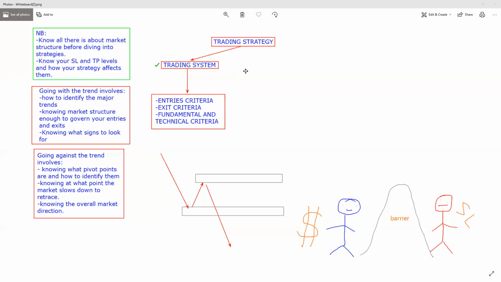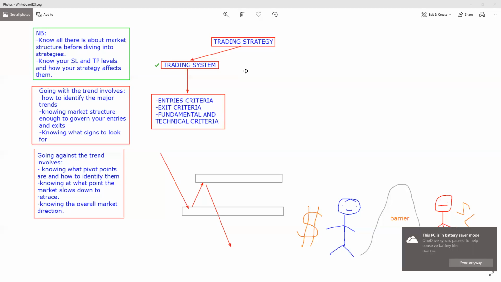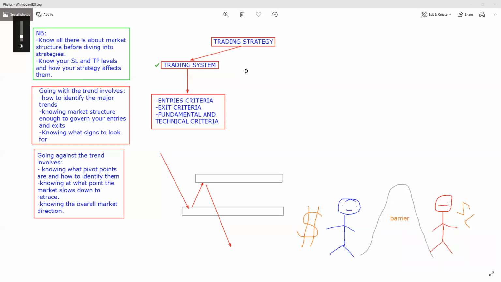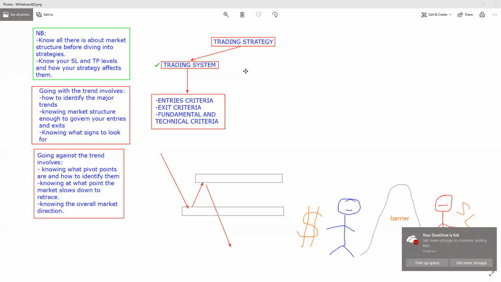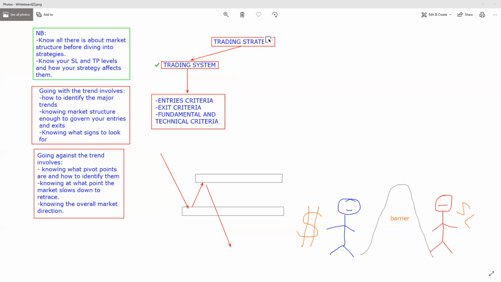The first is where the trading system revolves around going along with the trend. This one, going along with the trend, is good, because it's all dependent on someone's perspective of it. But if you were to trade with the trend, you need to know a couple of things.